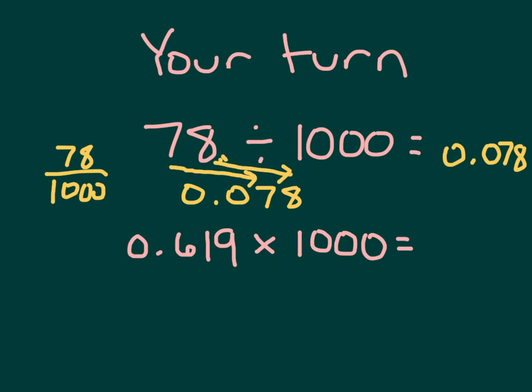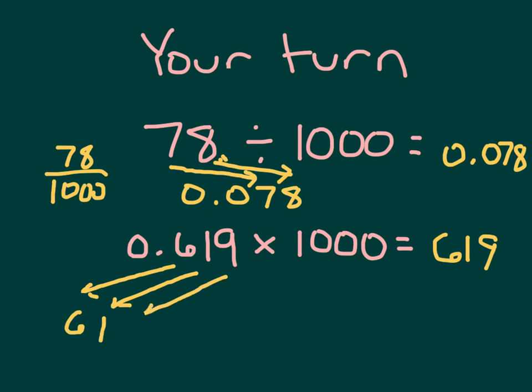619 thousandths times 1,000 is equal to 619, where each of those ends up getting shifted over to be made larger. 6/10 times 1,000 is equal to 600. 1 hundredth times 1,000 is equal to 10. And 9 thousandths times 1,000 would equal 9 for our 619.